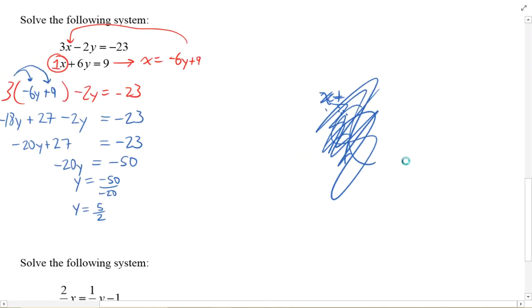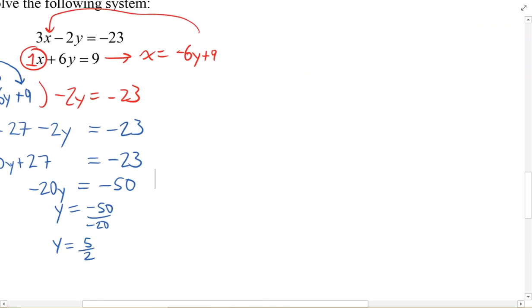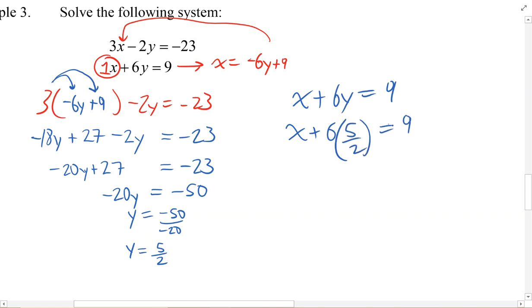Okay, and of course then it's all written there, right? Classic. Okay. So x plus 6y equals 9. You can choose the top or the bottom. What you should note though, Hayden, when you do this properly, usually the math works out pretty nice.